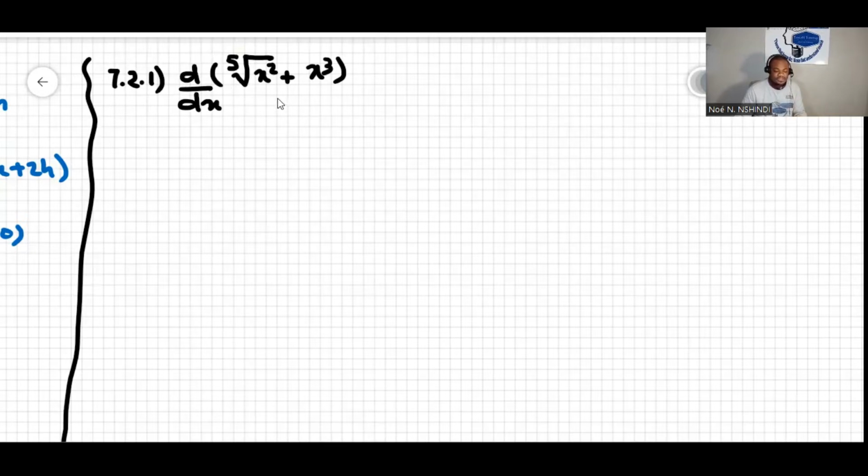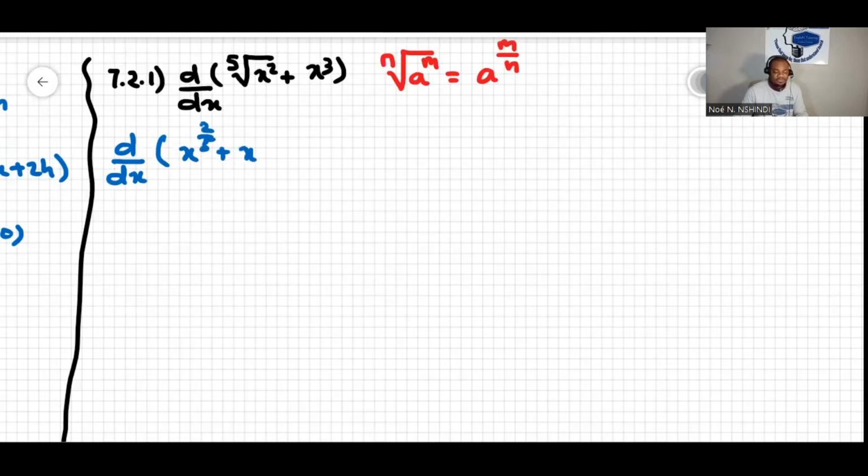You see, the function that we have here, we can transform it following the law of exponents, for instance radicals and exponents. The law says that the nth root of a to the power of m is equivalent to a to the power of m over n. So we can change the function inside the brackets. So d/dx will become x to the power of 2 over 5 plus x to the power of 3. Now, we can start differentiating the function.